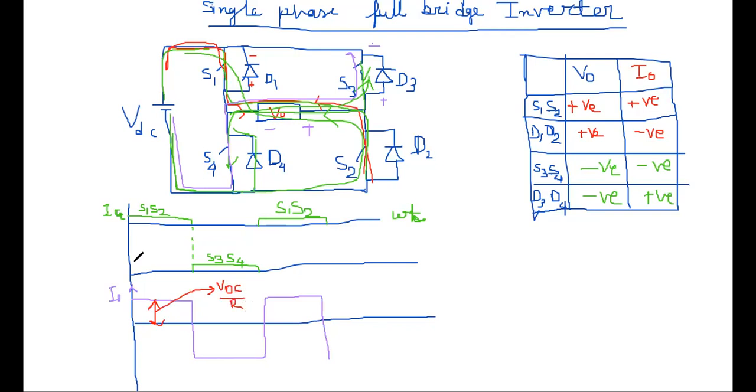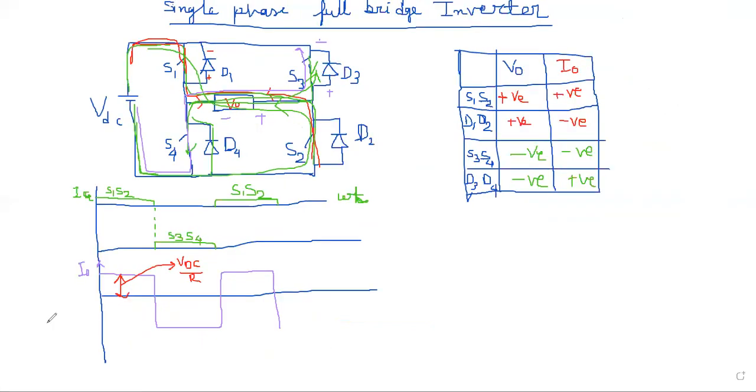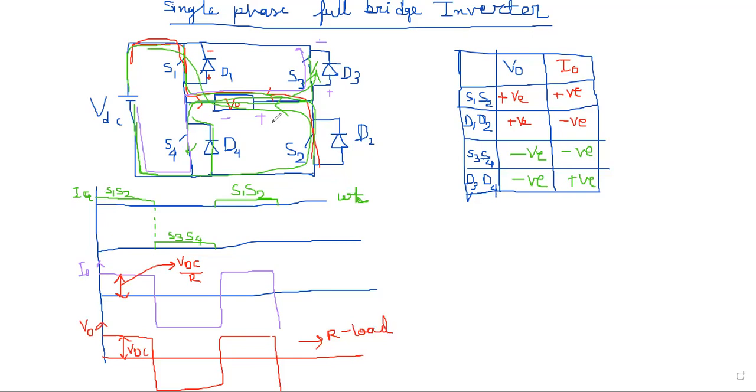Okay. Now, if I draw the voltage output, then the output voltage in the positive and negative half cycle is the same, that is VDC. VDC output voltage we can obtain. This is output voltage. Okay. So this is only for our resistive load. Clear?